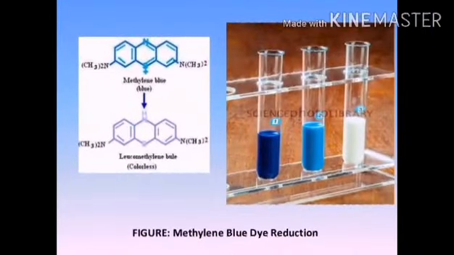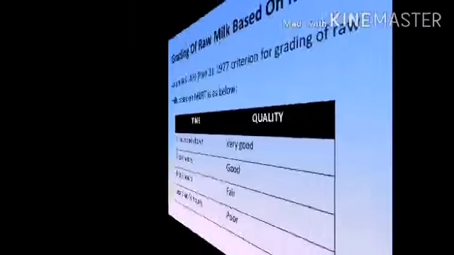The principle of MBRT is based on oxidation reduction potential. Methylene blue is blue in its oxidized state. When oxidized methylene blue is added to milk, if a higher amount of microorganisms is present, they will utilize the dissolved oxygen and convert the dye into its reduced form as a result of the metabolic activity of the bacteria in milk. Finally, the blue color is converted into colorless.